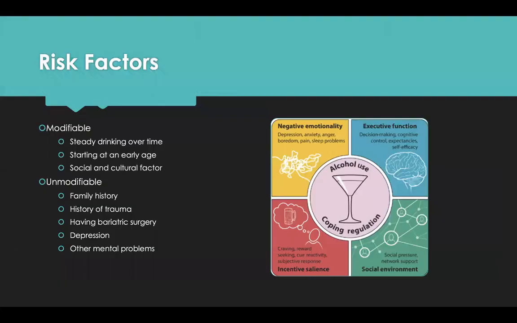Risk factors. The modifiable risk factors are steady drinking over time, starting at an early age, and social and cultural factors. The unmodifiable risk factors are your family history, history of trauma, having bariatric surgery, depression, and other mental problems.